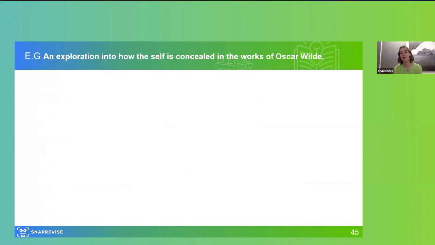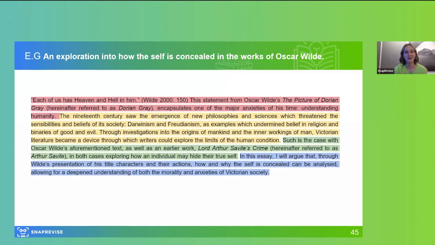This is an example of an introduction that I wrote in my fourth year of uni, third year. It was a module in Victorian literature. My essay question is an exploration into how the self is concealed in the works of Oscar Wilde. Am I going to read this out? No, I'm not going to read it out, but I'll read sections of it. So I make my point. I say that this quote from the book encapsulates one of the major anxieties of his time, understanding humanity. It's my topic sentence. It indicates what this essay is going to be about, humanity, understanding it.